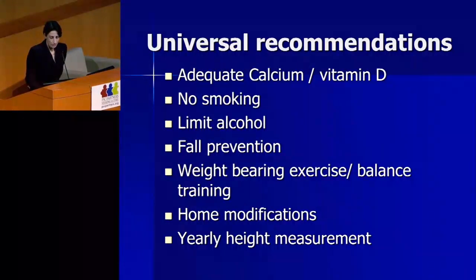So, universal recommendations for maintaining bone health. Number one, calcium and vitamin D, which I will talk about in a little bit. A lot of these speak for themselves. No smoking, which is a risk factor. Obviously limit alcohol, fall prevention, weight-bearing exercise and balance training. If you have neuropathy, that is a risk factor for falls. Patients who have neuropathy from diabetes or otherwise, who have chronic numbness or tingling in their feet, who can't quite feel their feet, that is, again, a risk factor.